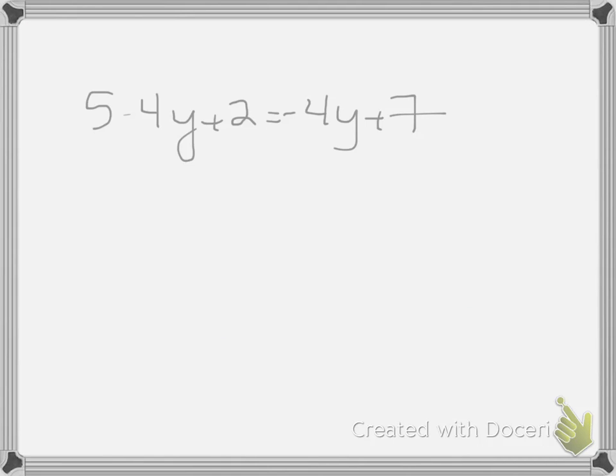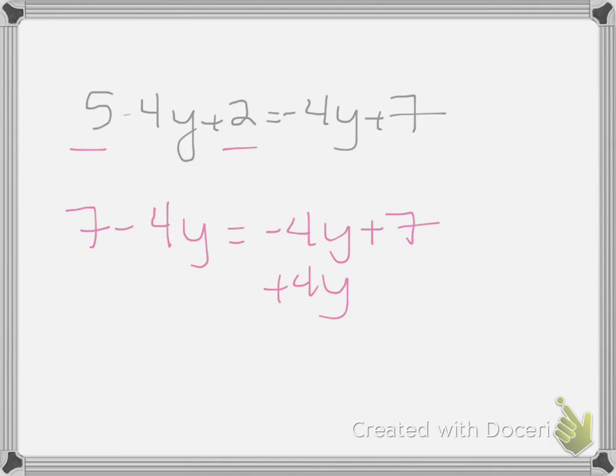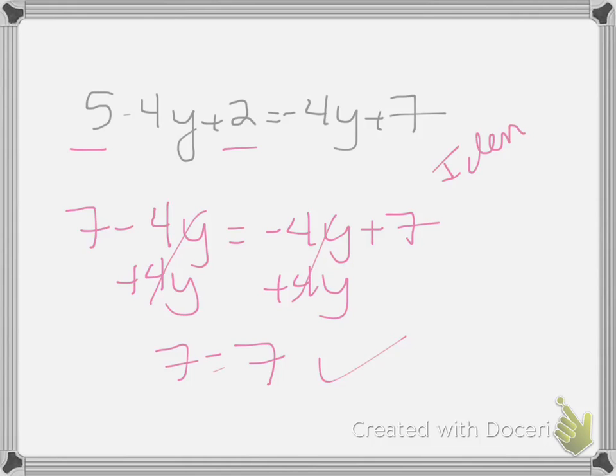Okay, we can combine some more like terms. So we got 5 and 2, so 5 plus 2 gives me 7. Okay, if I wanted to add my 4y, okay, negative 4y plus 4y gives me 0. So right now I have 7 equals 7, which is true. So my answer for this is identity, or you could call it all real numbers.